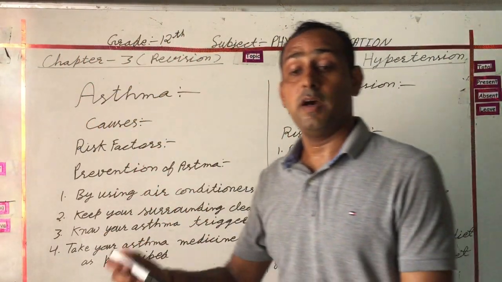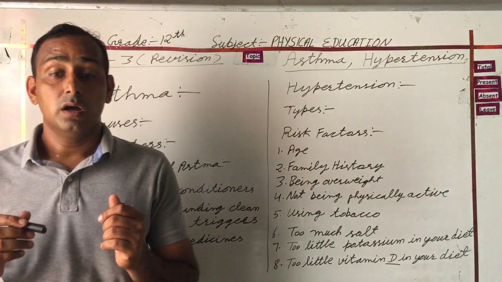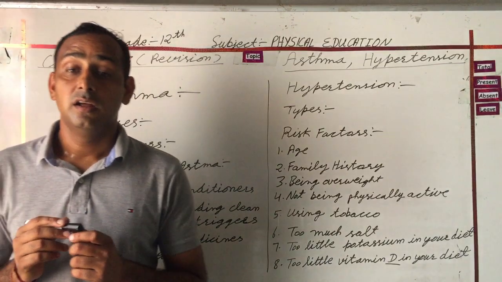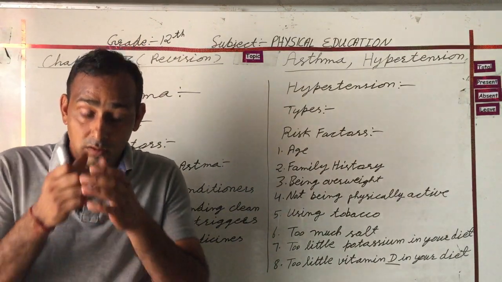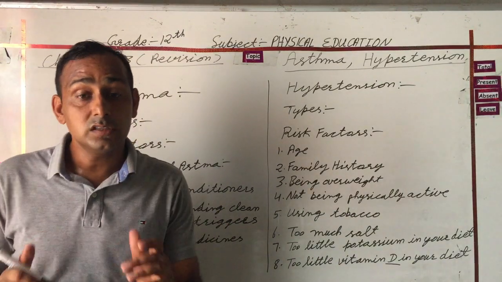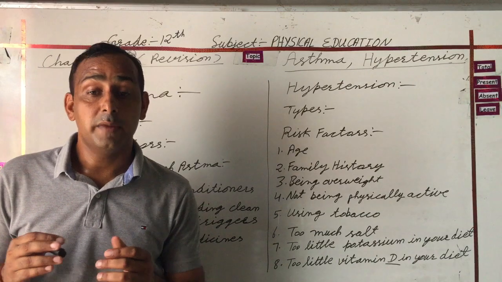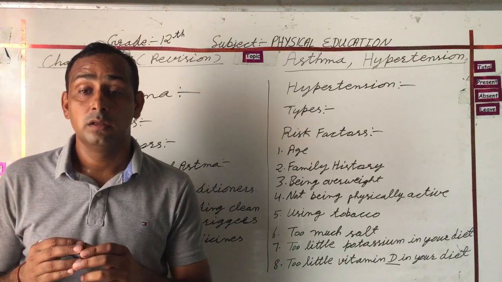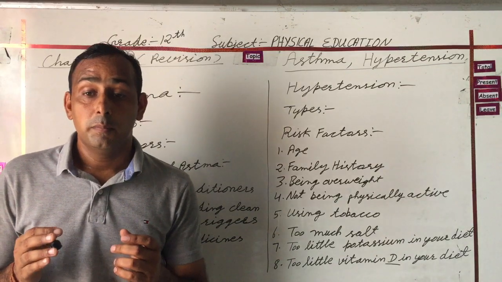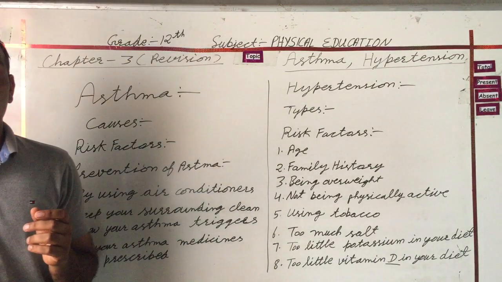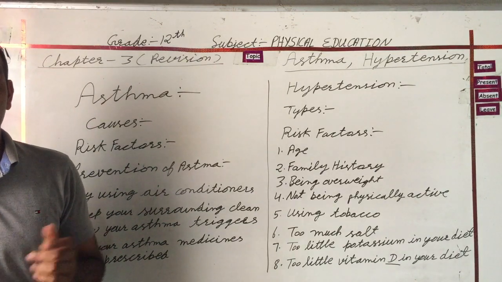Asthma is caused by a combination of environmental and genetic factors. The main causes: first, airborne substances such as pollen, dust mites, mold spores, pet dander, or particles of cockroach waste.